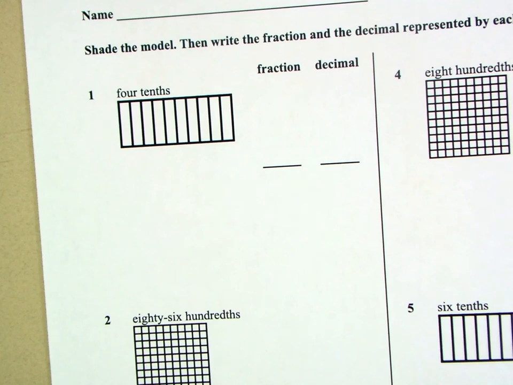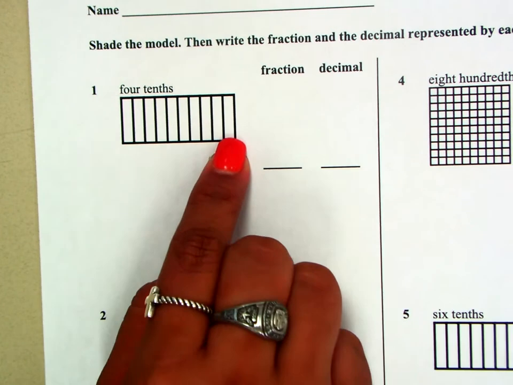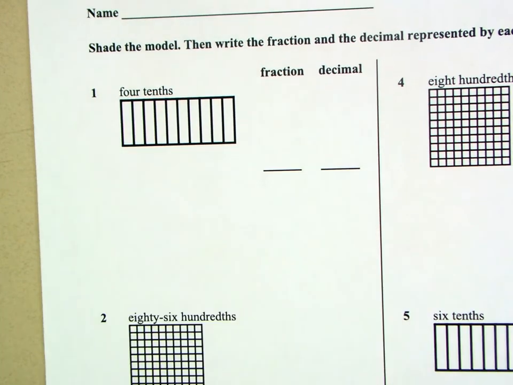Okay, so here I'm going to help you out with decimals and fractions 3. It says shade the model, then write the fraction and the decimal represented by each model. So here I have tenths. This is 10 of them. So how many should I color in? Well, it says 4 tenths. So let's go ahead and do that. Let's do 4 tenths.